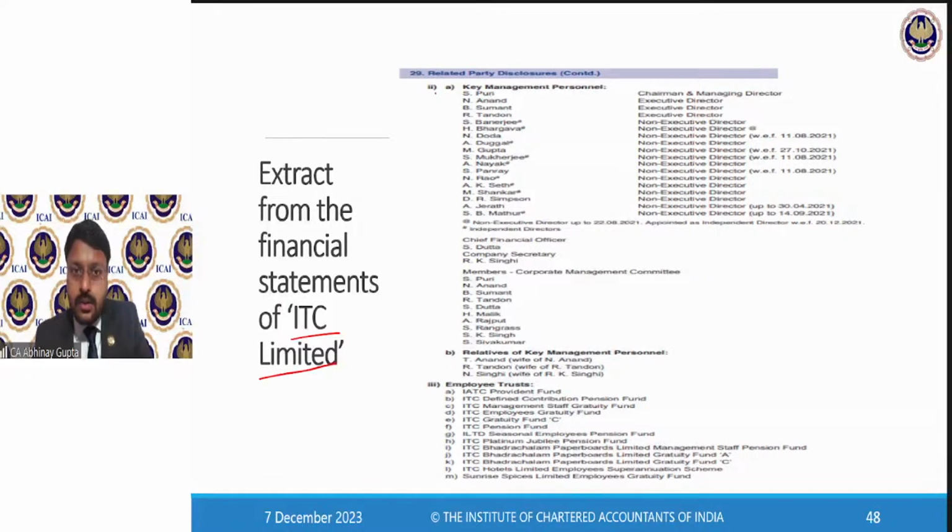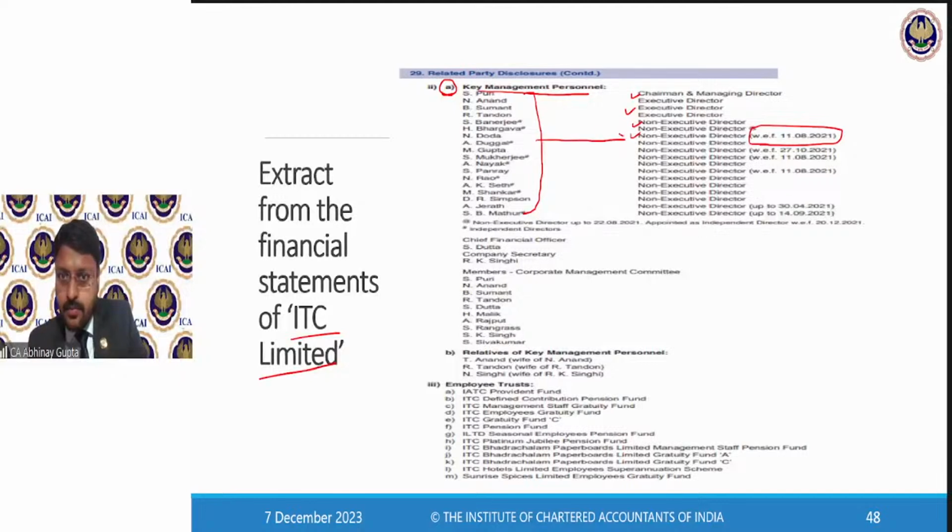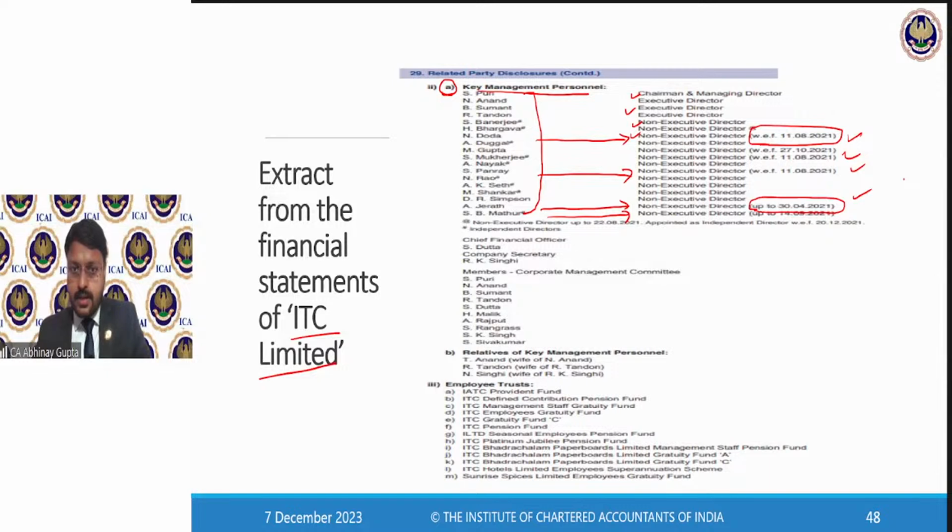So here is how disclosures are given. Category A, key managerial persons. They have stated the names of their KMPs and their designations, along with the dates from which they were designated as a non-executive director, or if somebody has left during the year, then up to which date they were executive or non-executive directors, as the case may be. So this is how we will present the KMP listing.